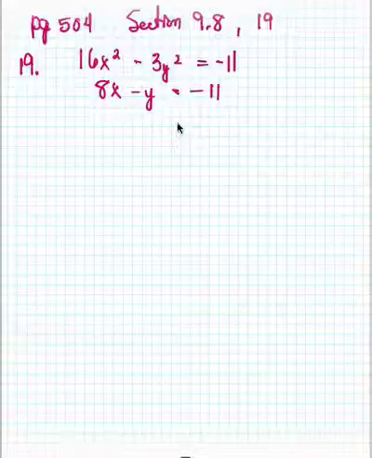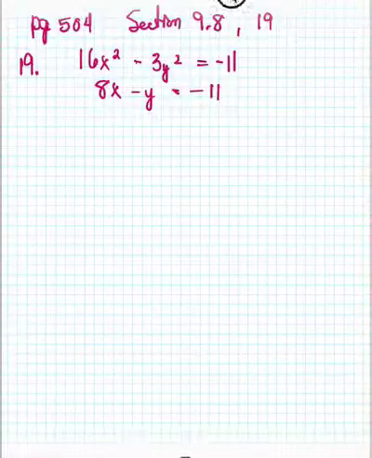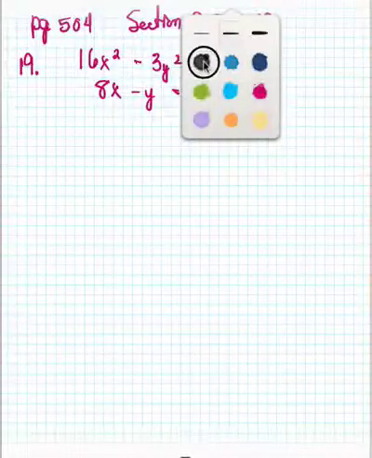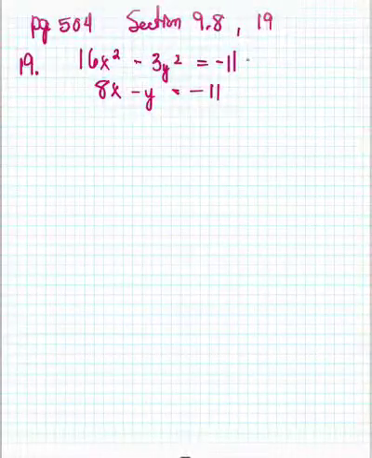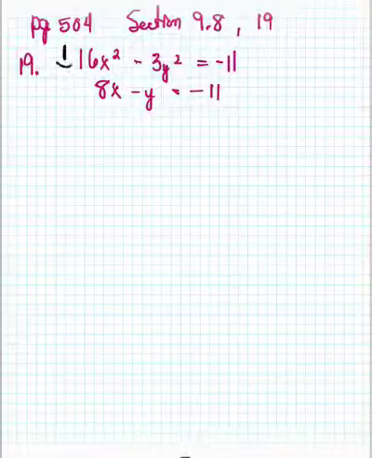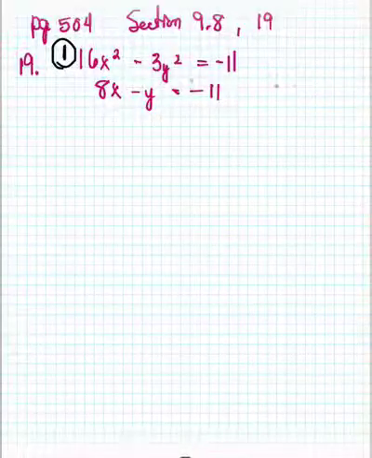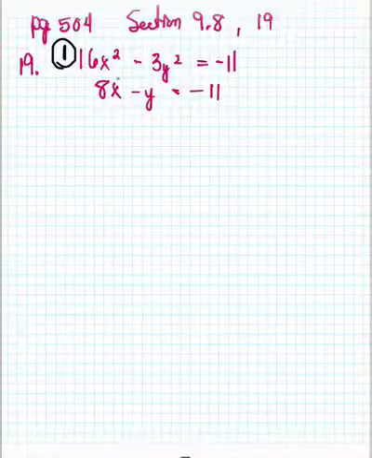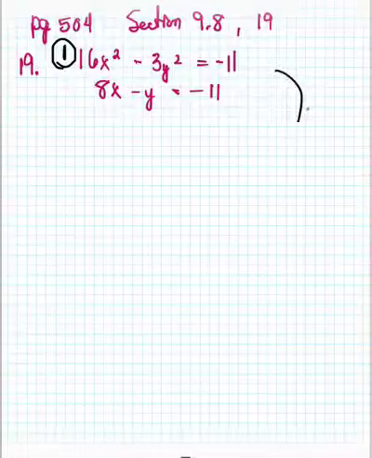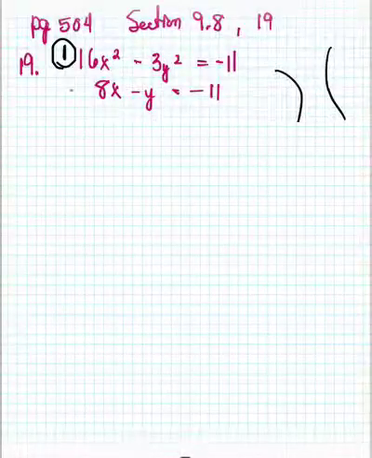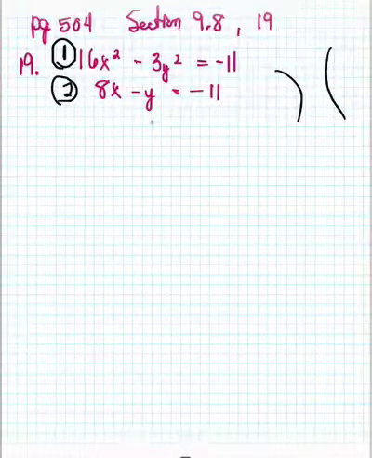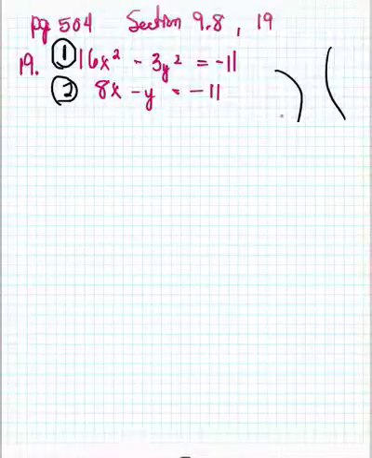And so first of all, I'm just looking at this and thinking to myself, what do I have here? Right away, I'm going to say my first equation, a quadratic relation, is a hyperbola, because the signs are different. And then I look at my second equation, and that's a linear equation, that's a line.